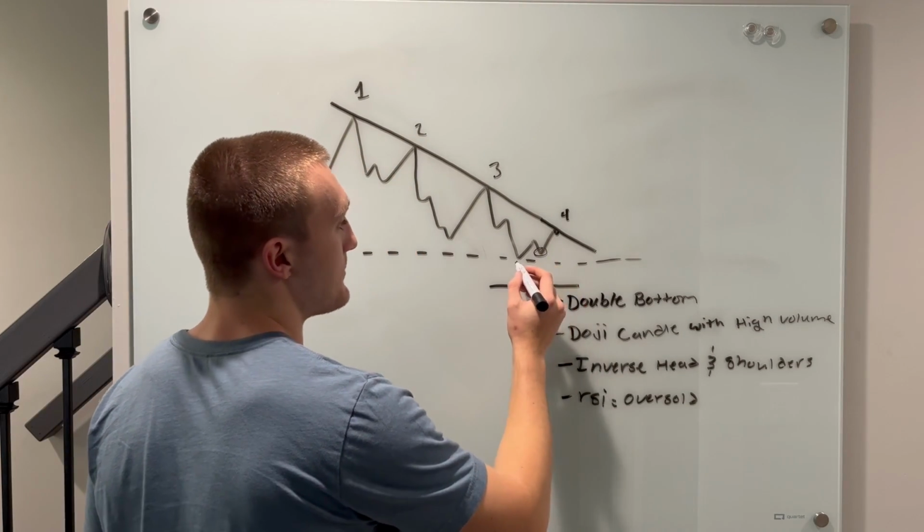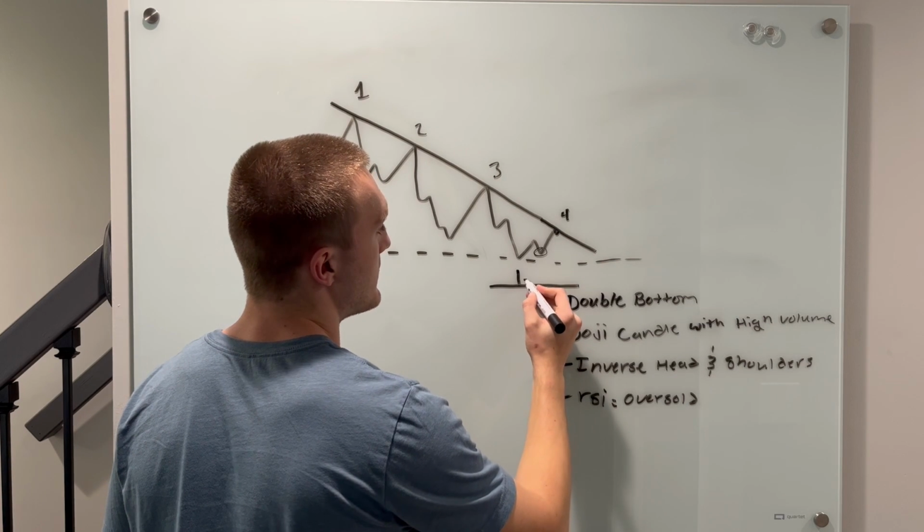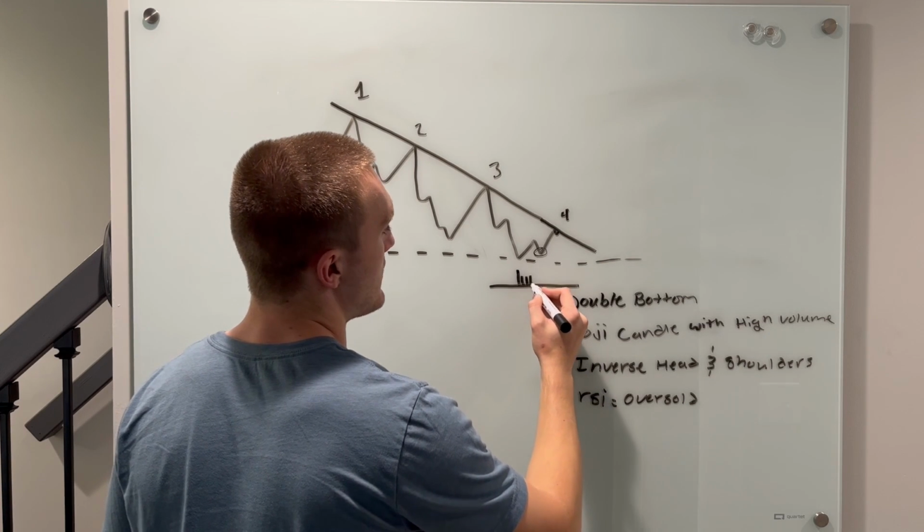Now, when we look at these two lows before we actually break the downtrend, we want to see high volume on these lows.